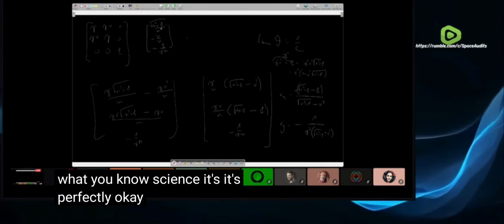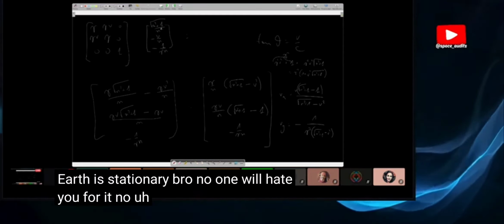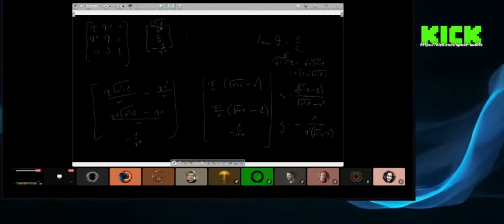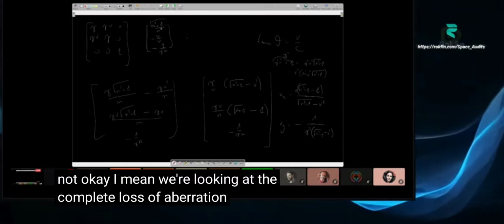Science, it's perfectly okay to just accept that the Earth is stationary, bro. No one will hate you for it. No, except we know it's not. Okay. I mean, we're looking at the complete loss of aberration here.